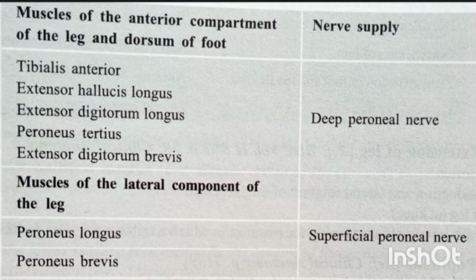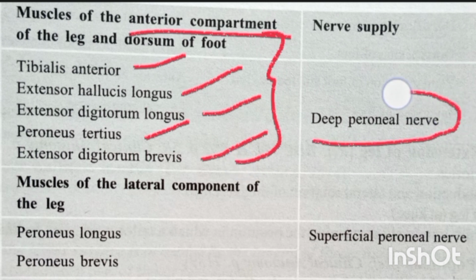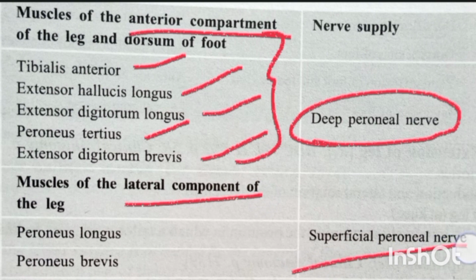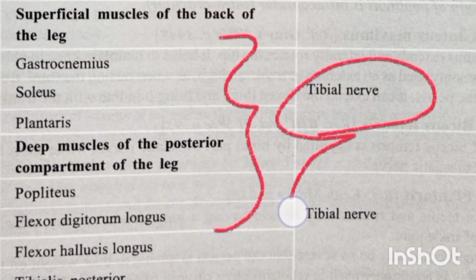Now let us see the muscles of leg and their nerve supply. Muscles of anterior compartment of the leg and dorsum of the foot: tibialis anterior, extensor hallucis longus, extensor digitorum longus, peroneus tertius, and extensor digitorum brevis. Nerve supply for the anterior compartment is deep peroneal nerve. For lateral compartment, it is superficial peroneal nerve. For the back, it is tibial nerve.